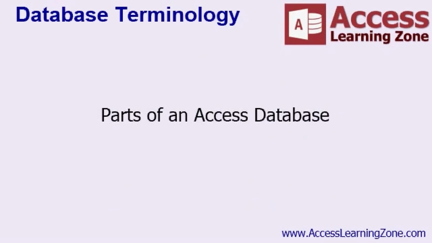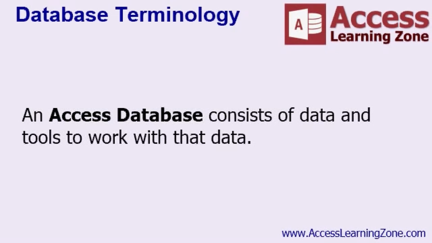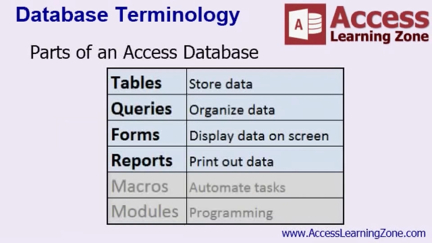Now that we know what a database is and what the benefits of using a Microsoft Access database are, let's talk about the parts of an Access database. An Access database consists of data and the tools to work with that data. What are these tools? An Access database consists of tables, queries, forms, reports, and optionally macros and modules. Tables are used to store data, queries to organize data, forms to display data on the screen and to edit that data, reports for printing out data, and optionally, for more advanced users, macros are used to automate tasks, and modules give you the full Visual Basic programming language inside of your Access databases.